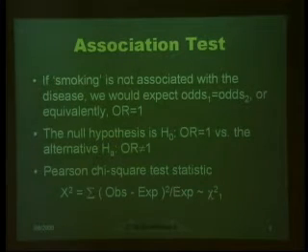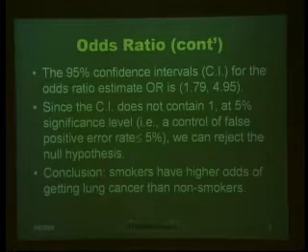It follows the chi-square distribution with one degree of freedom. So you can easily calculate this chi-square and do an association test to get the p-value. Another thing we can do is construct the confidence intervals for the odds ratio. That's also something we typically do.